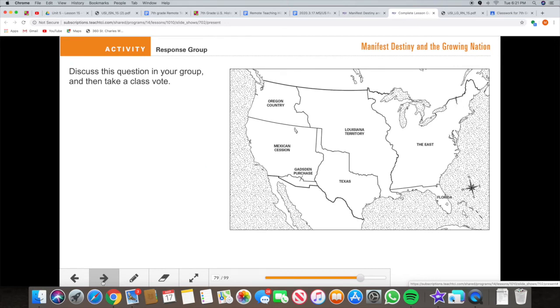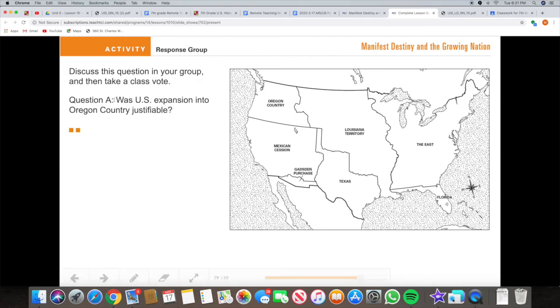Okay, good. So, as always, we are not discussing in class because we're not together. However, I'd like you guys to copy this question into your notebook. Okay, was U.S. expansion into Oregon country justifiable? So copy this question into your notebook. That will go just below your little picture that you drew for the Oregon country.